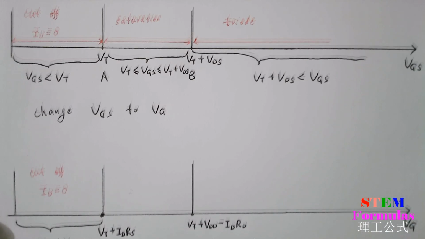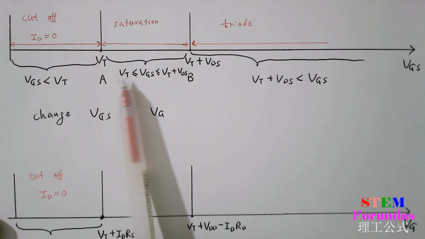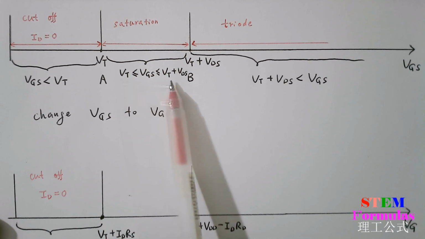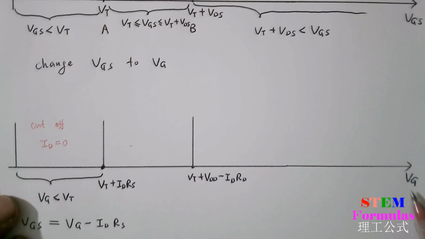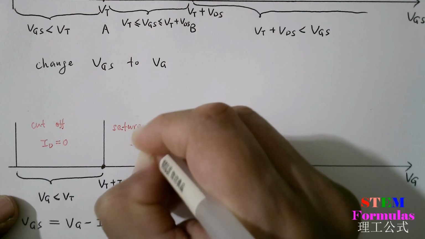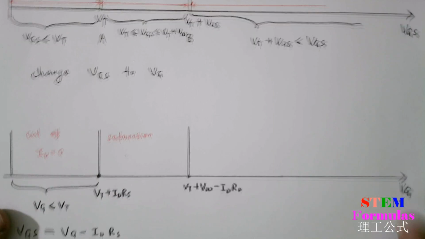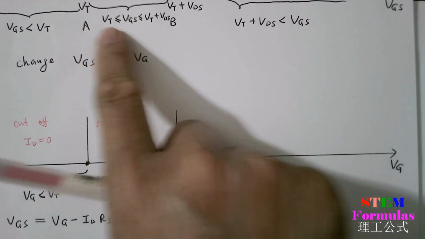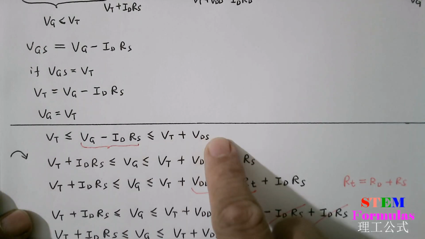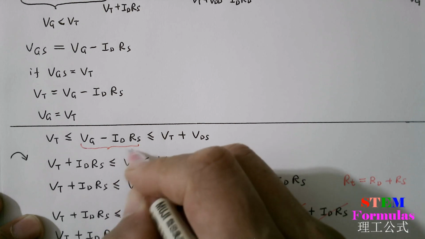So what I'm trying to do is, I know that in the saturation region VGS satisfies the boundaries VT and VT plus VDS. Now I want to change this VGS to VG. So I want to find the range for VG if the MOSFET is in the saturation region. So I just change VGS to VG from this equation, and this quantity VG minus ID RS is VGS.